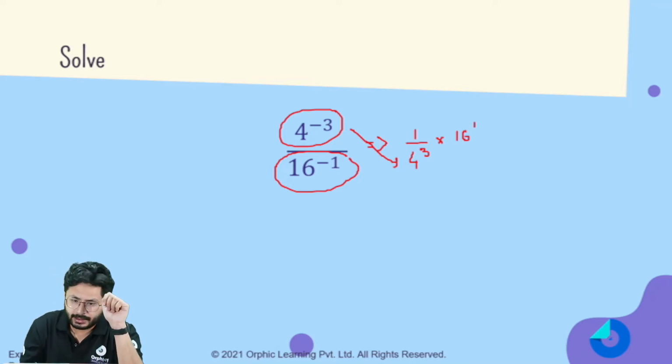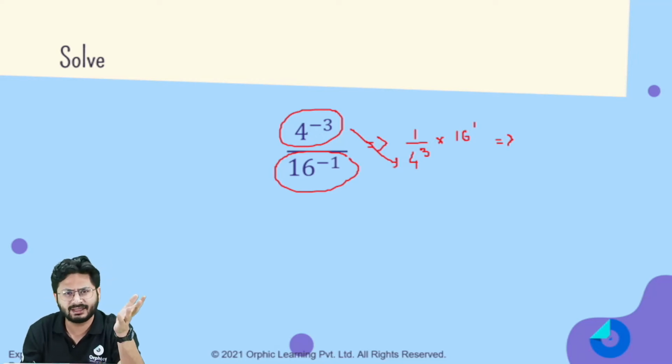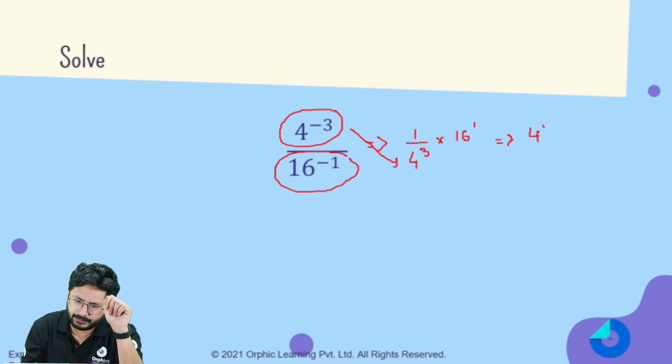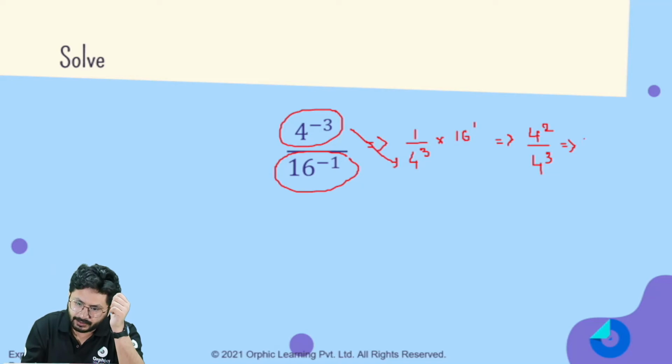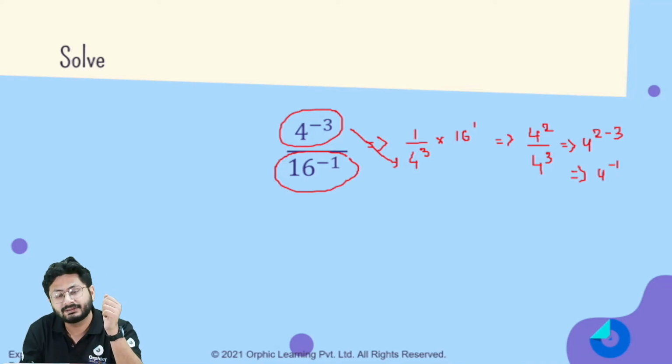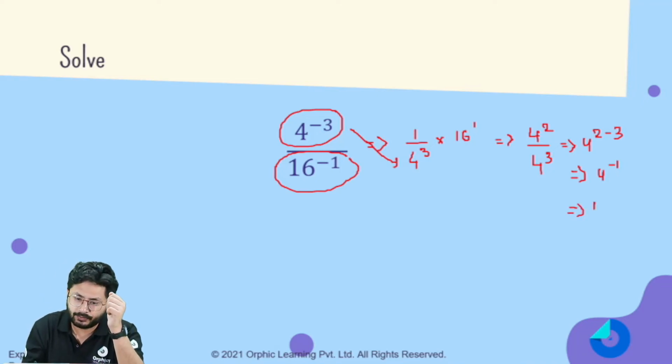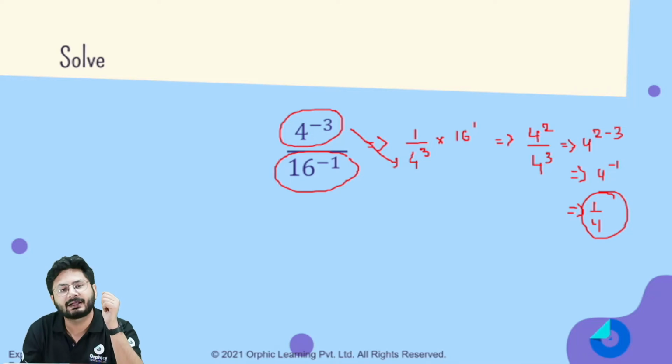Okay, now what can I do? 16 to the power 1 लिखूं या फिर 4 to the power 2 लिखूं? Both are the same things, right? So 4 to the power 2 divided by 4 to the power 3. Now again the bases are same. Two things are getting divided. We will subtract the exponents and it will become 4 to the power 2 minus 3, which is 4 to the power minus 1. 4 to the power minus 1 क्या होता है? 1 by 4. That should be the correct answer.